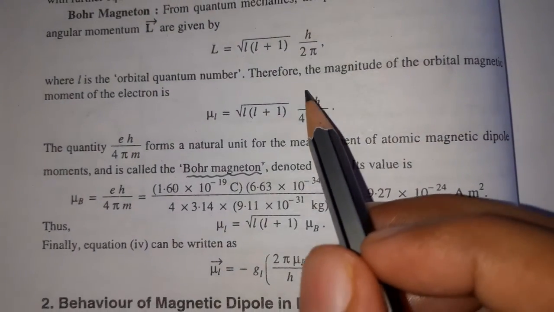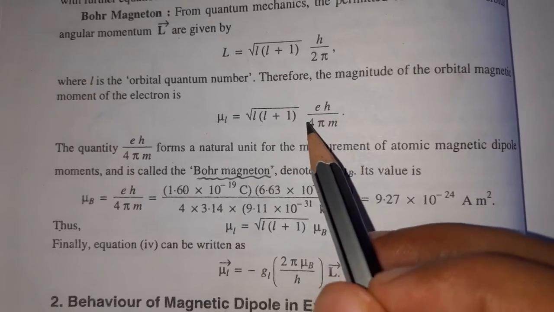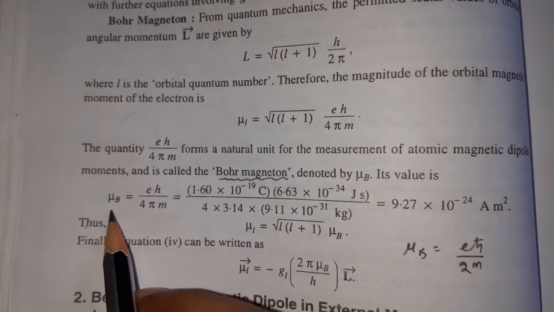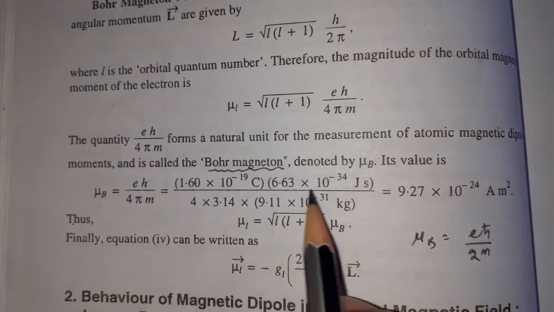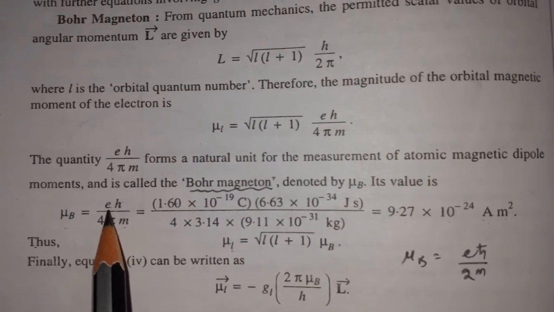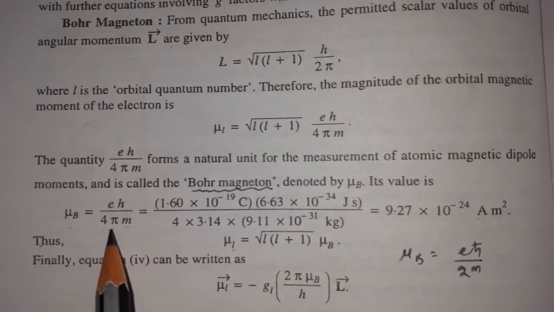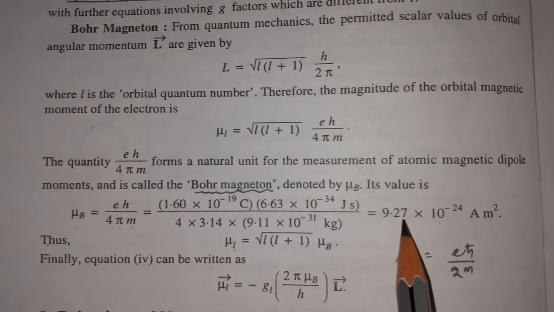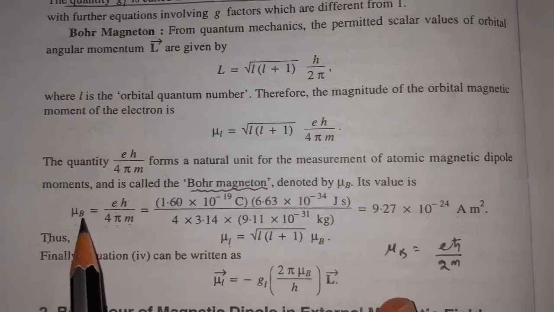Now when we look at this quantity, e h by 4 pi m, this is all constant value, so we'll take this as a unit. This is a natural unit and it is called the Bohr magneton, mu B, equal to e h divided by 4 pi m. Putting in the values: e is the charge of the electron, 1.6 multiplied by 10 to the power minus 19 coulomb, h is Planck's constant, and m is the mass of the electron. We get the value 9.27 multiplied by 10 to the power minus 24 ampere meter square. So ampere meter square is also the unit of the Bohr magneton mu B.